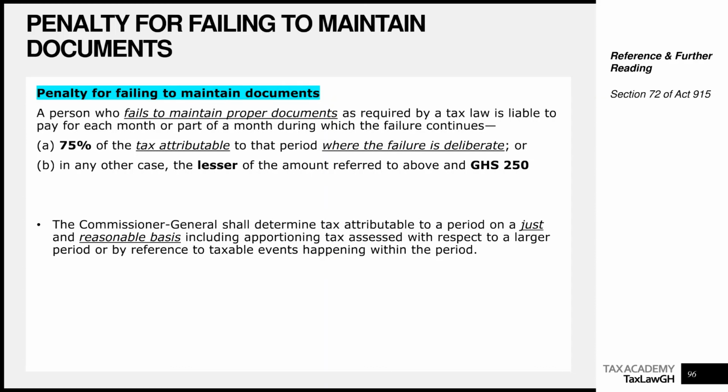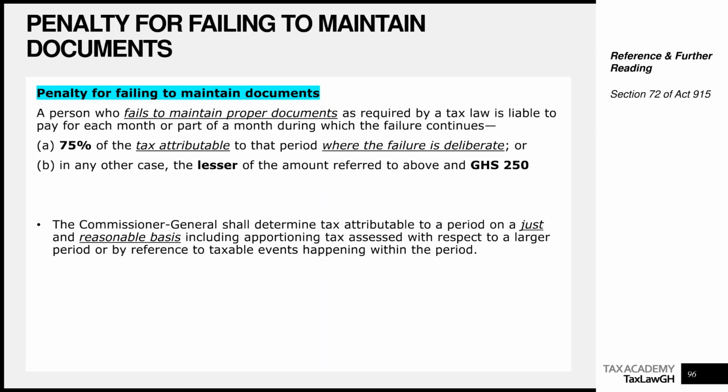So what is the penalty? 75% of the tax attributable where the failure is deliberate. When they realize you actually made up your mind not to maintain documents, they just ask themselves, how much tax have we lost because you didn't maintain documents? Whatever the amount is, 75% of that amount is penalty. It's a lot of money.